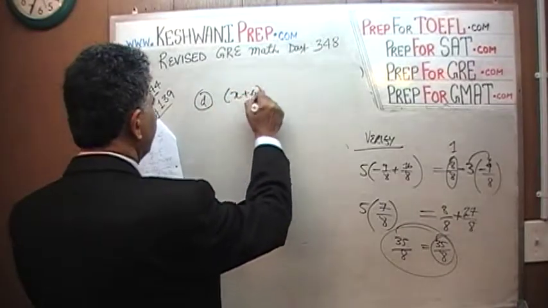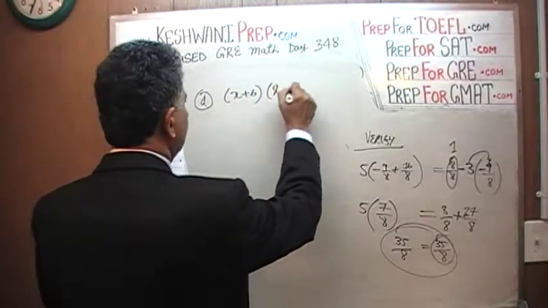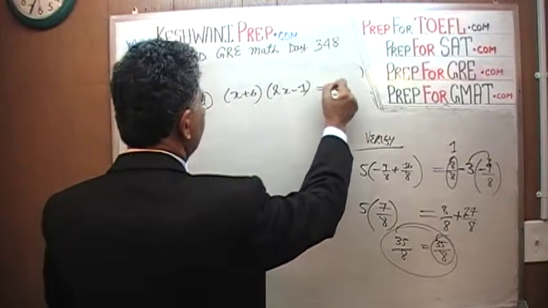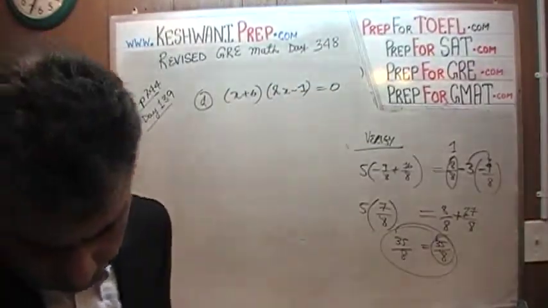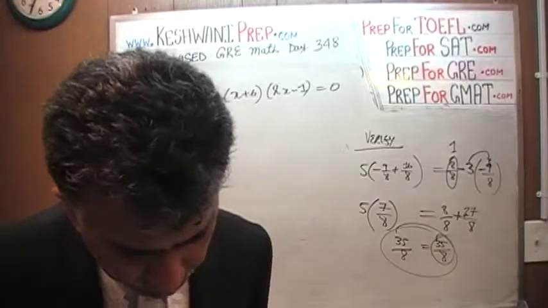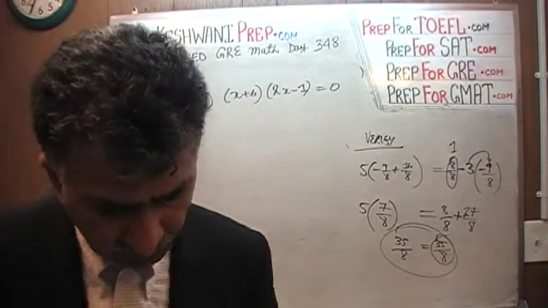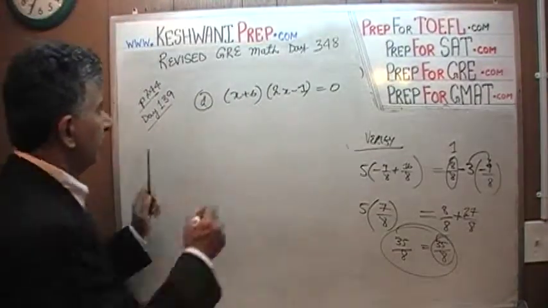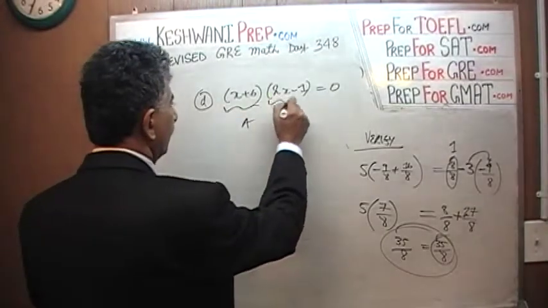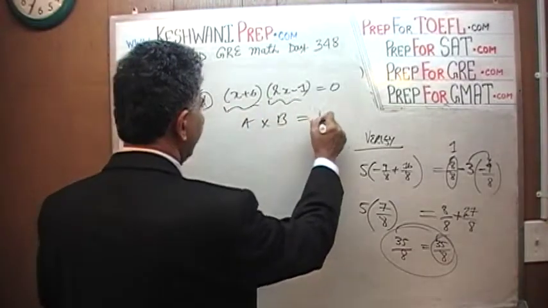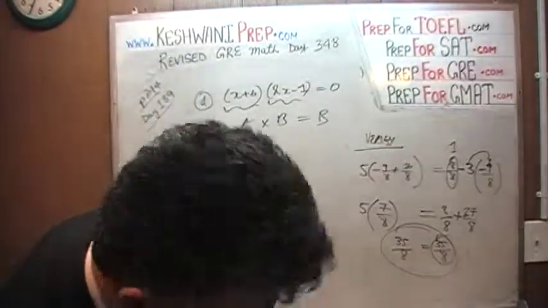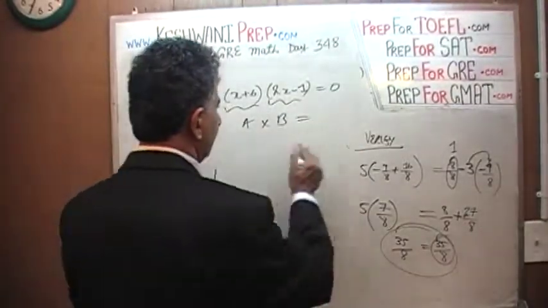X plus 6, 2x minus 1, we are told equals 0. Part D says x plus 6 times 2x minus 1 equals 0. So we have two quantities. Let's call this quantity A and let's call this quantity B, and we are told that A times B equals 0. A times B equals 0.